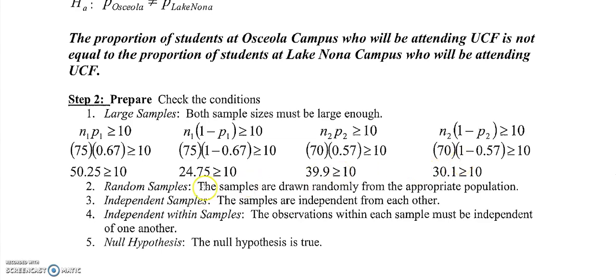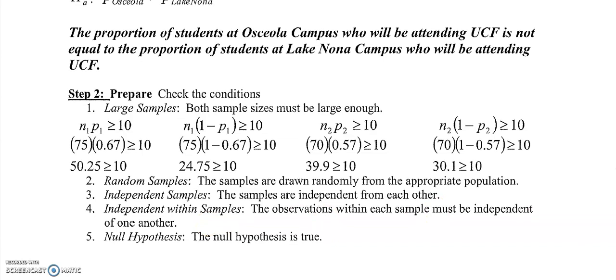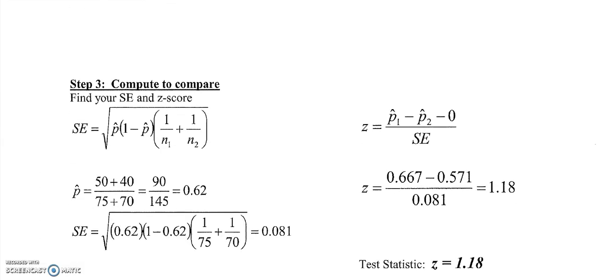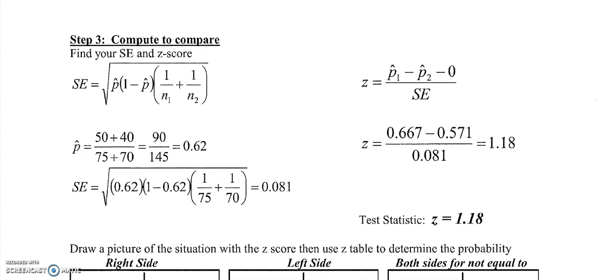The other condition needs to be random, independent, the groups separate from each other, independent within the samples, no one was repeated, and the null hypothesis is assumed to be true. Now, to do the work by hand, notice that the SE formula is longer. It's the square root of p hat times 1 minus p hat times 1 over N1 plus 1 over N2.